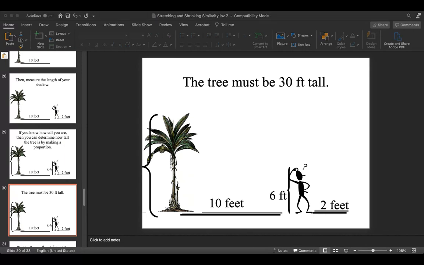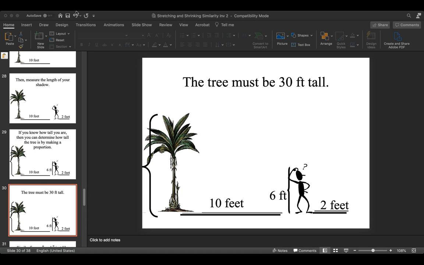If I have 6 over 2, and I set that equal to x over 10, then I just need to look at my two denominators. Is there a simple way for me to get from 2 to 10? Yeah, I multiply by 5. 2 times 5 is 10. So if I'm multiplying 2 by 5 to get 10, I have to multiply 6 by 5 to get x. And 6 times 5 equals 30. So x equals 30.